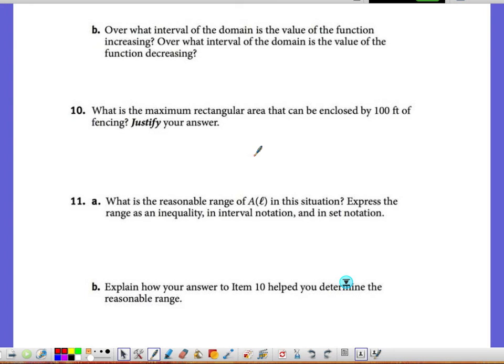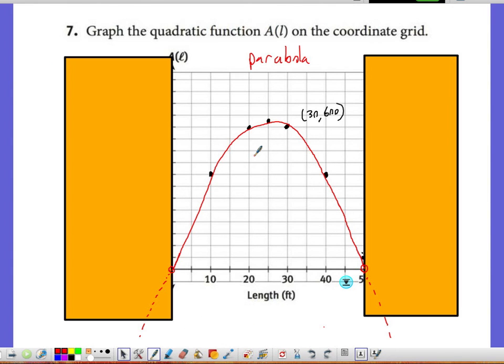Over what interval of the domain is the value of the function increasing? Over what interval of the domain is the value of the function decreasing? So just take a look at your graph in order to determine that value.